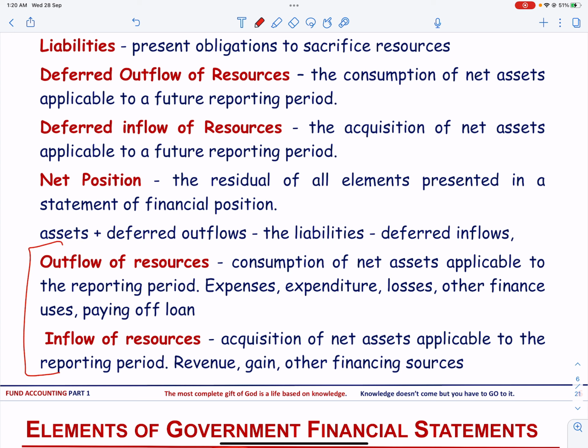Outflow of resources is the consumption of net assets applicable to the reporting period, that is called expense in the business. For the time being, consider expenditure as an expense, although it is different from expense, and we will elaborate it later in this video. Inflow of resources is the acquisition of assets, that is called revenue in the business.